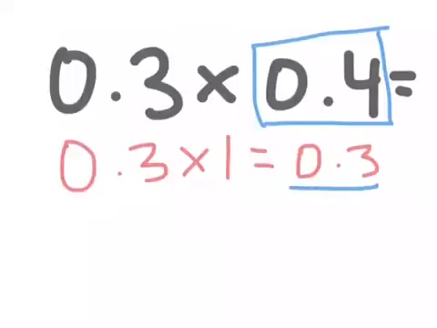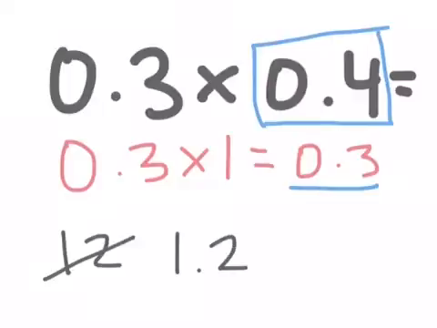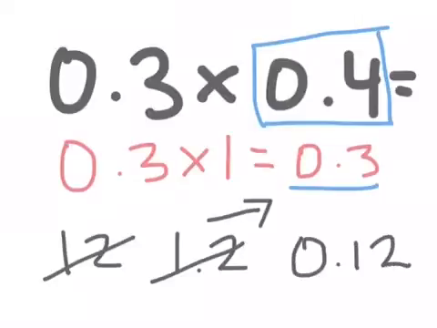I do know that 3 times 4 is 12, but 12 is far too big of a number. I know that 1 and 2/10 would also be too big of a number since it's already bigger than if I multiplied it by 1. So my only answer that makes sense in this case would be 12/100ths.